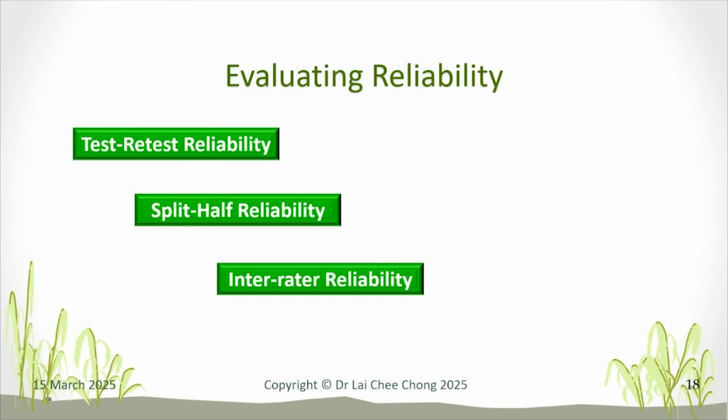There are different types of methods that we use here. There are many methods, but I only cover these three for today. I cannot cover too many, since it's only 5 to 6 hours. Unless you do a full 30 hours, then that's a different story. I'll talk about test and retest reliability, split half reliability, and inter-rater reliability. These are the three I will cover for today.